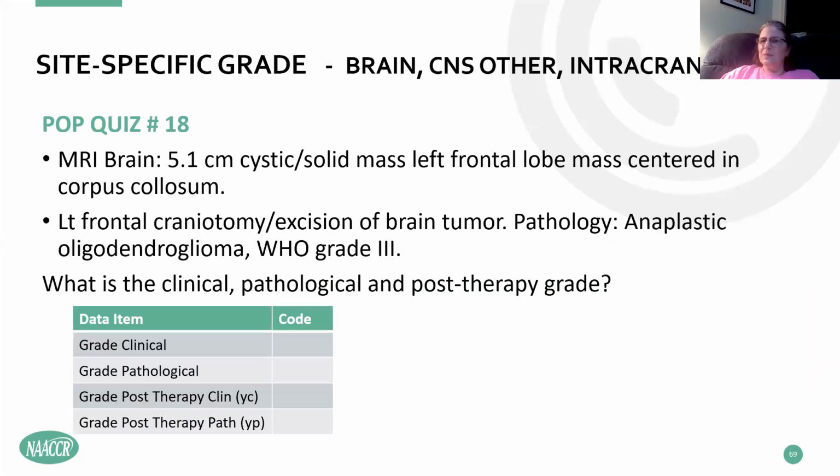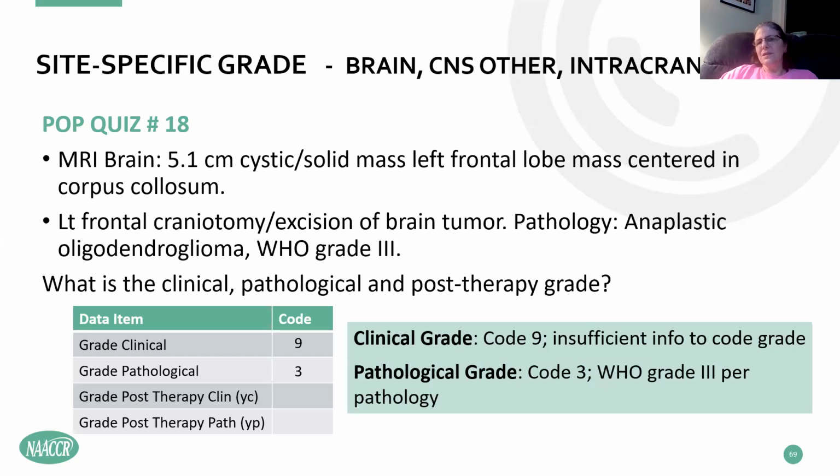So here's another example. MRI: 5.1 centimeter cystic solid mass, left frontal lobe mass centered in corpus callosum. Left frontal craniotomy, excision of brain tumor. Pathology: anaplastic oligodendroglioma, WHO grade 3. That's a tongue twister.